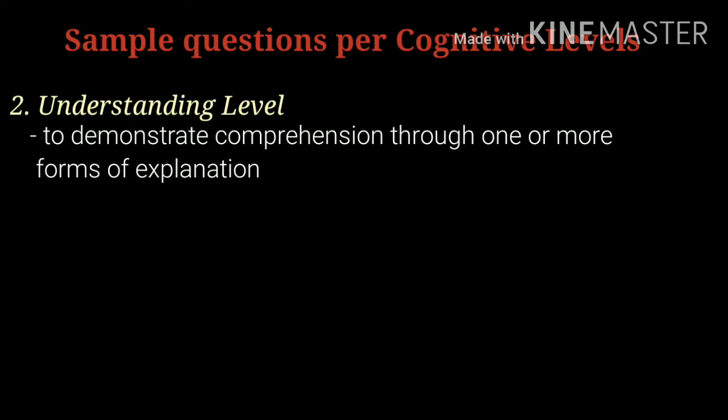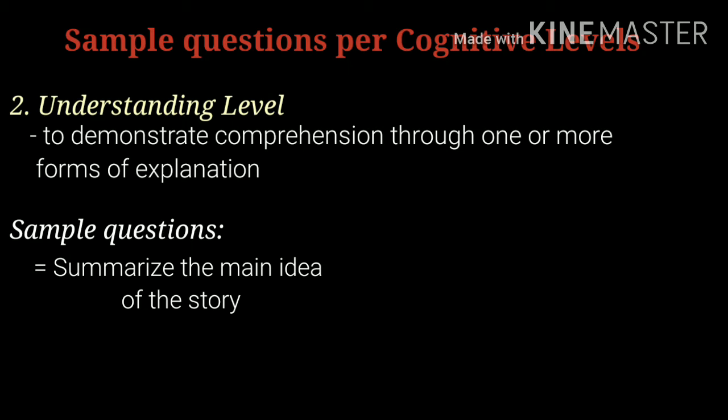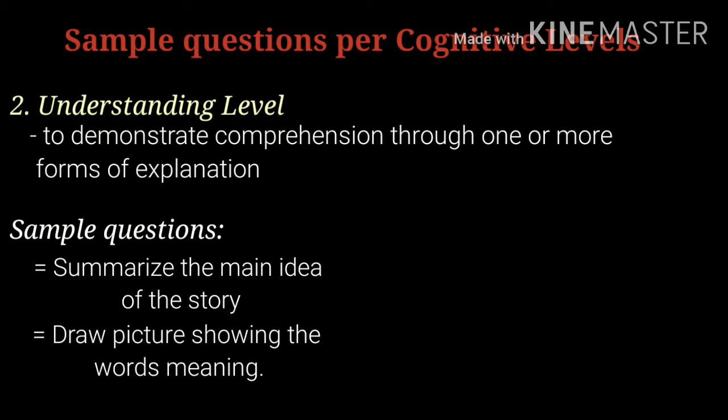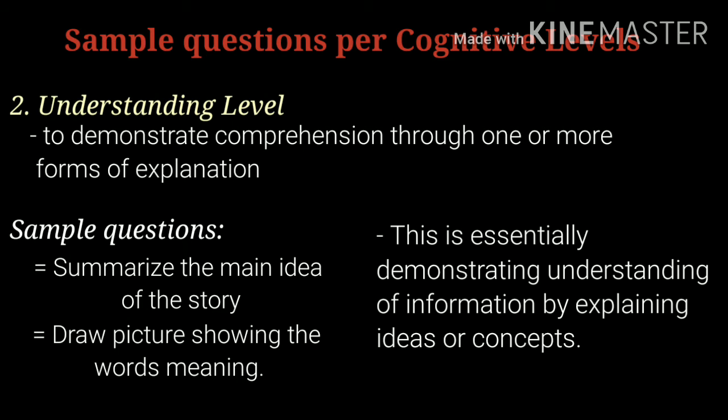So next is the understanding level. This is defined to demonstrate comprehension through one or more forms of explanation. So sample question: summarize the main idea of this story. Number two, draw a picture showing the word's meaning. This type of level belongs to the cognitive level because this is essentially demonstrating the understanding of information by explaining ideas or concepts.